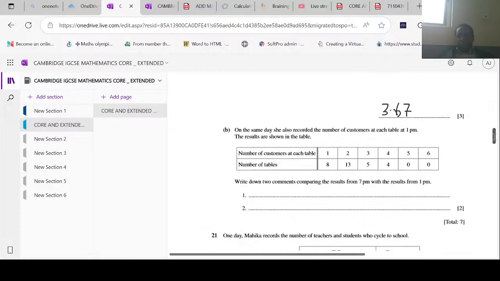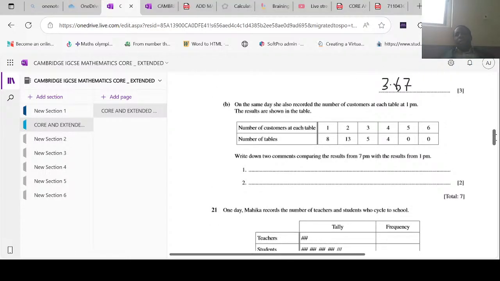That's the mean for the data. So let's move to the next question. On the same day, she also recorded the number of customers at each table at 1 p.m. The results are shown in the table. So here you see the number of customers at each table and the number of tables. They're asking us to write down 2 comments comparing the result from 7 p.m. with the result from 1 p.m.